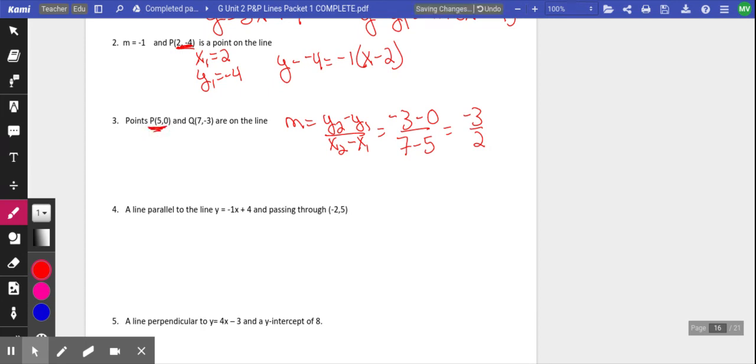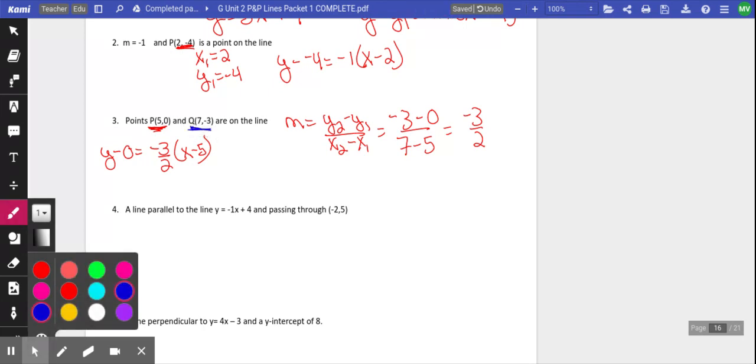Now I can choose either point. So if I choose 5, 0, that's going to be y minus 0 equals -3 halves x minus 5. And if I choose Q, it's going to be y minus -3 equals -3 halves x minus 7. Both the red and the blue equation are correct.